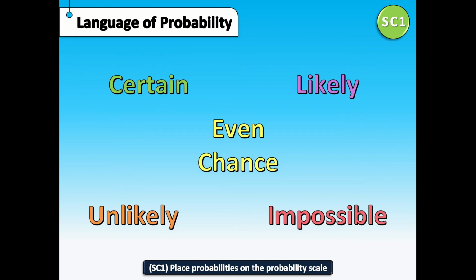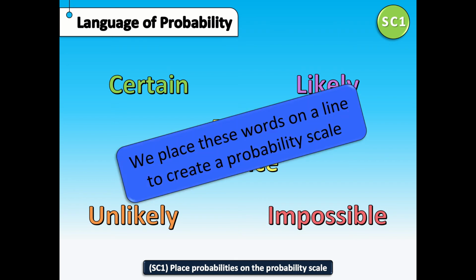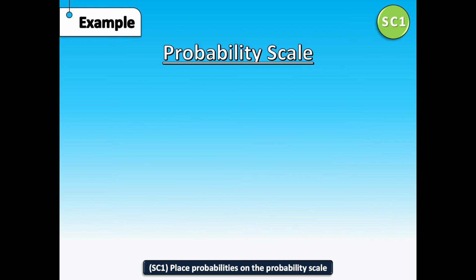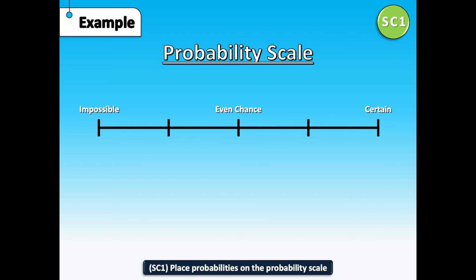We can use words like certain, likely, even chance, unlikely, and impossible to describe probability. And we can put these words on a probability scale. So the probability scale goes from impossible to certain, with even chance in the middle. Unlikely is in between impossible and even chance, and likely in between even chance and certain.